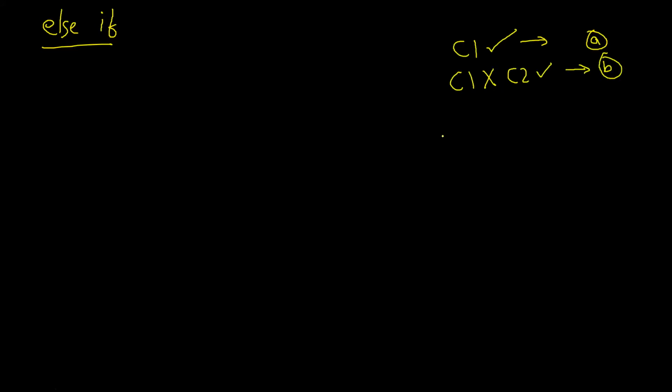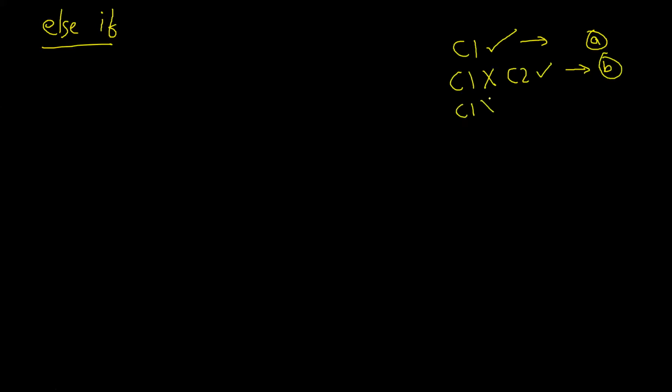The next part is else if. Now let me tell you, in real life you'll have conditions where one condition will be there. If this condition is true, then you want to run A lines of code. A is a set of code. Condition 1 is not true, but condition 2 is true. In that case, you need B lines of code to be run, right?